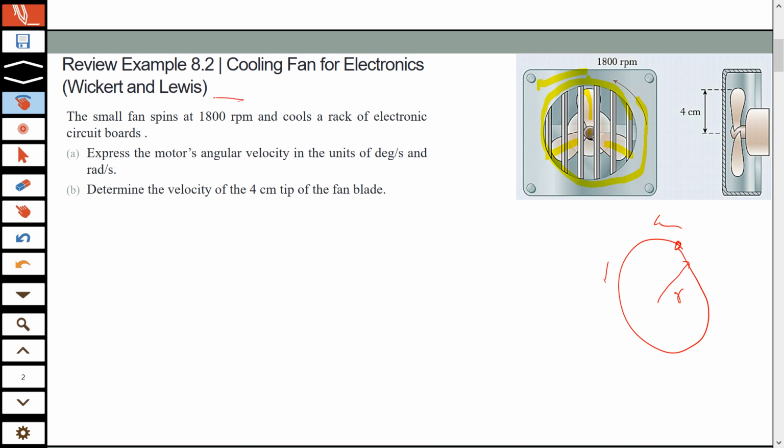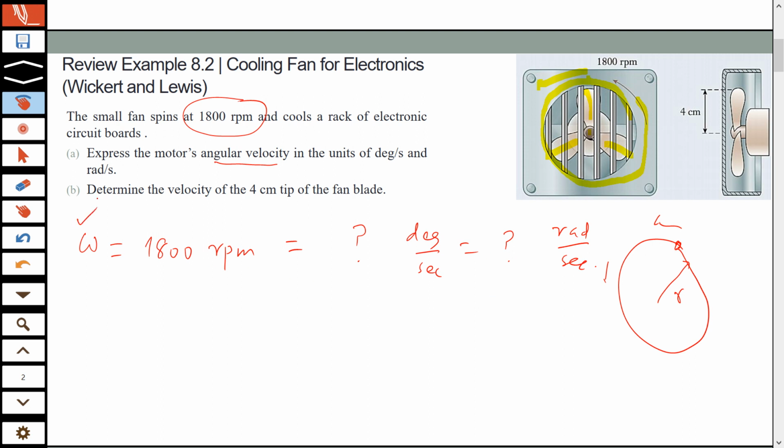Now what you see here is 1800 rpm, yeah? So in part A, you want to express the motor's angular velocity, omega. This omega is given to you as 1800 rpm, and you want to express this into something degree per second, and then you want to express this into something radian per second. These are all angular velocities, only the units differ. So let's start with this one, okay?